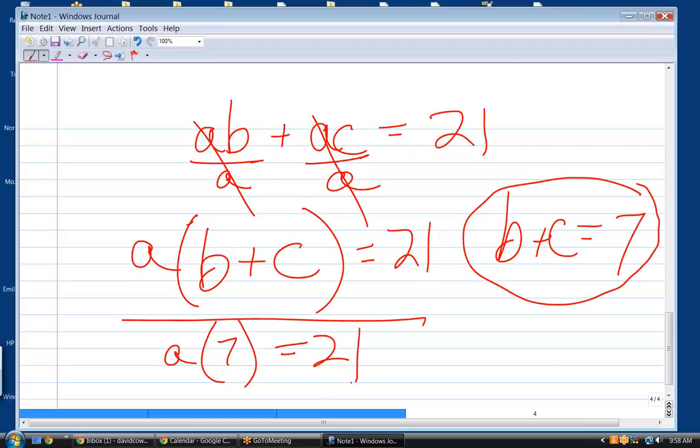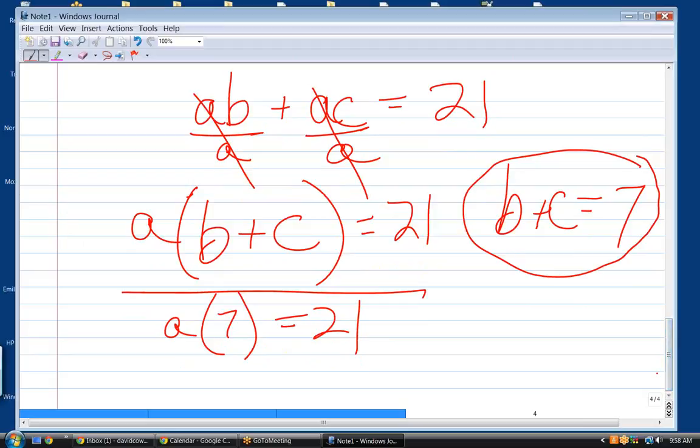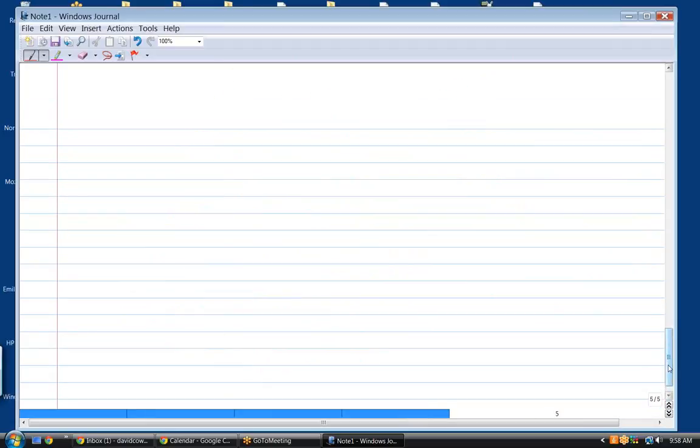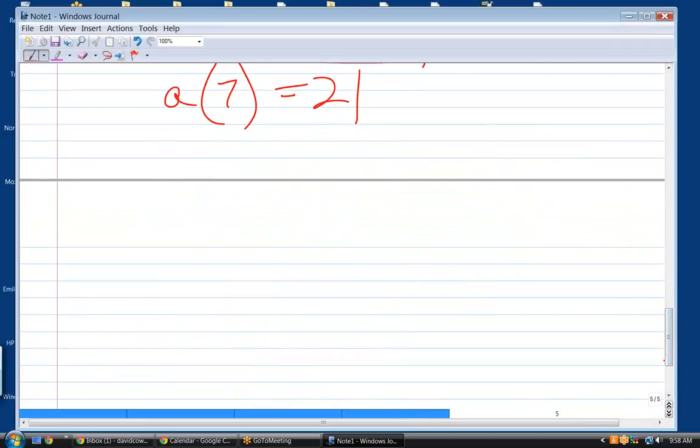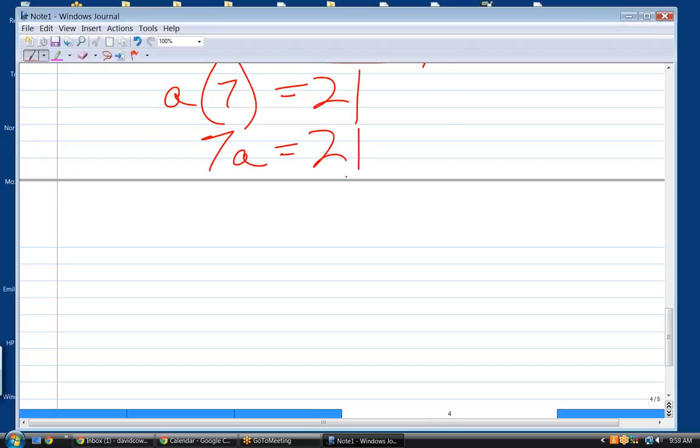equals 21. Now, when you get an equation down to just one variable and nothing but numbers, you can always solve it, no matter how complicated it is. If it only has one variable in it, you can solve it. Well, A times 7 is the same as 7A. Now, what's the final step?